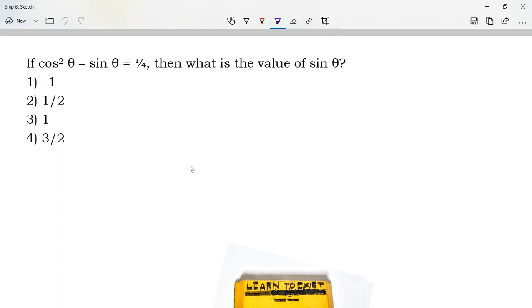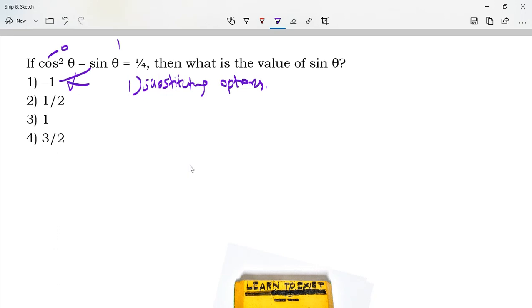Okay, we have cos square theta minus sin theta is 1 by 4. Then what is the value of sin theta? One obvious way would be substituting options, and I choose it over any other method since the options given are easy. Okay, if sin theta is minus 1, cos theta will be 0. Okay, 0 minus minus 1 will be 1. So this is not the answer.